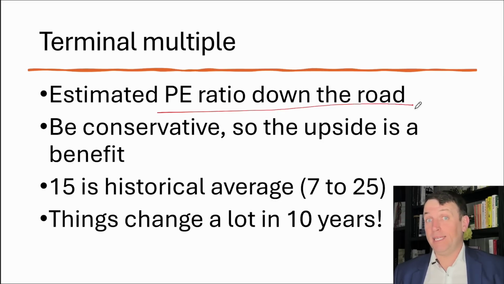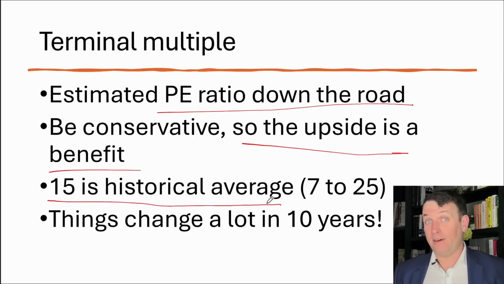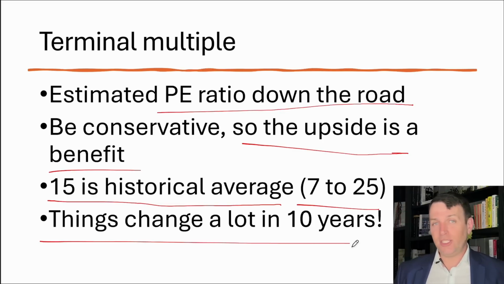The lower it is, the more conservative you are as an investor. So if there is upside from valuation expansion, that's always a benefit. 15 has been the historical average P/E ratio for the S&P 500, ranging from 7 to 25, even 30 now. And things change a lot in 10 years. That's something we have to understand. Apple was hated 10 years ago, now it is loved. A few years ago it was hated again, so it will have these ups and downs.